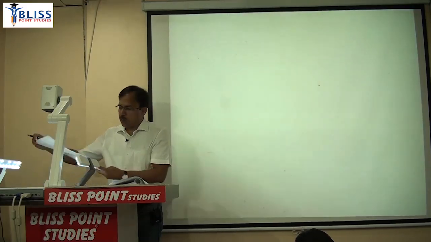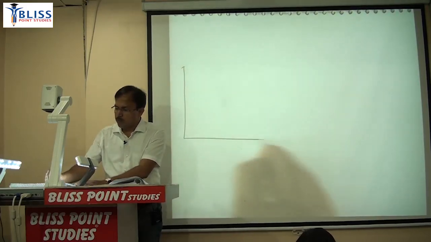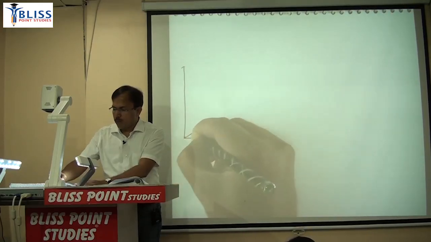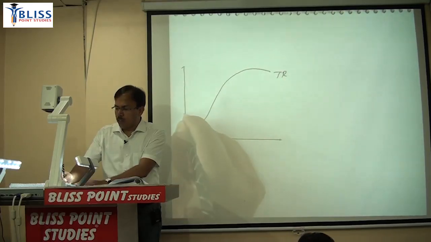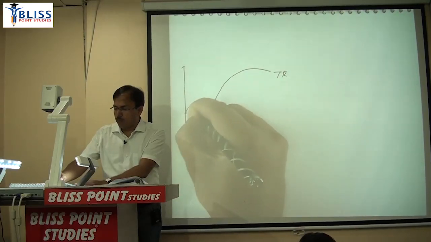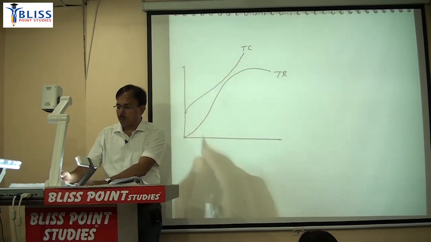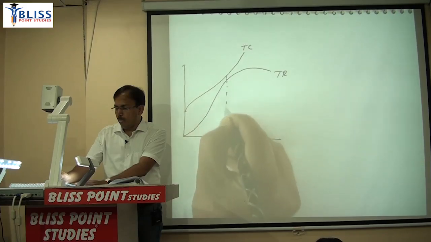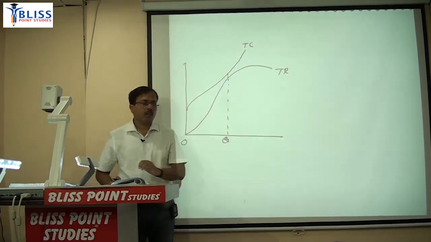And for loss, this is your total revenue line. For loss, draw that entire line above, the total cost. Where it is minimized, we will mark that first. This is the quantity for loss minimization.